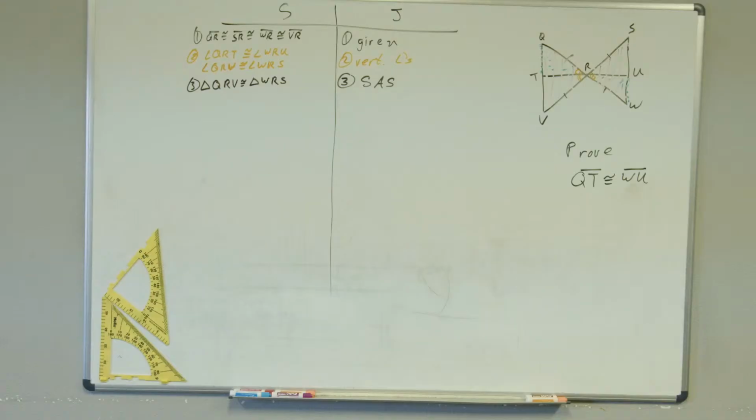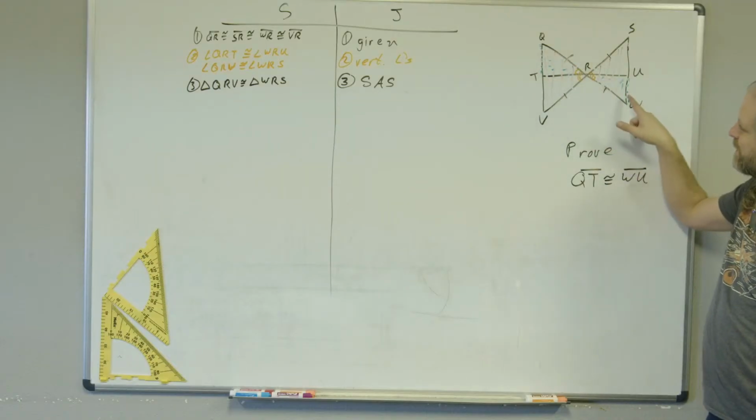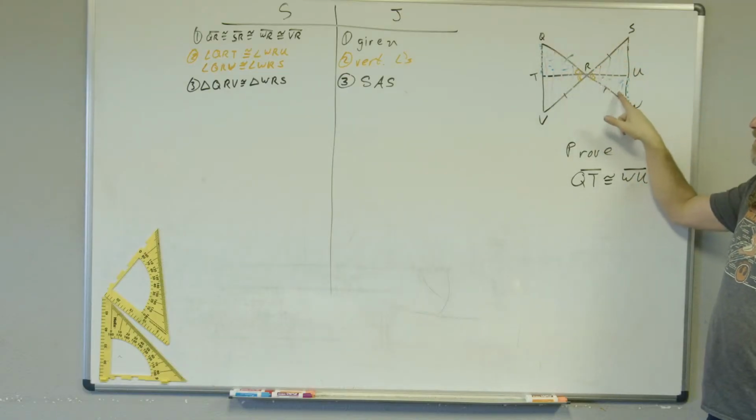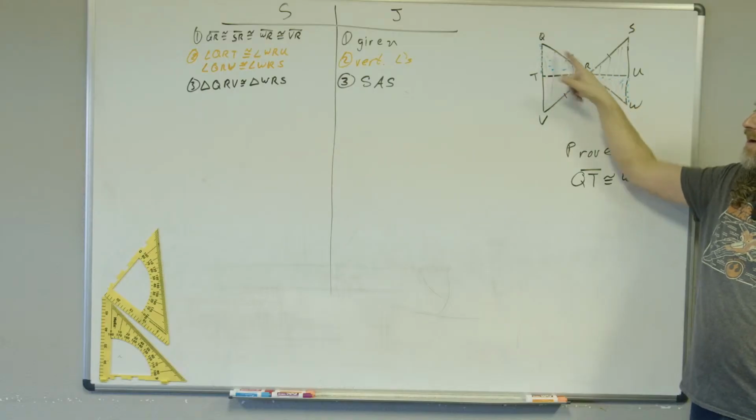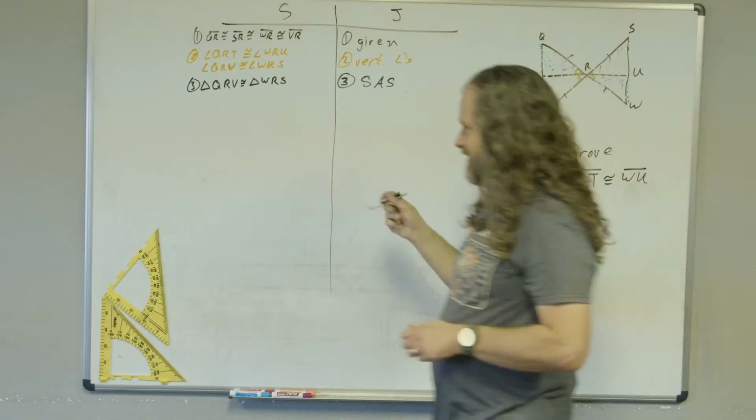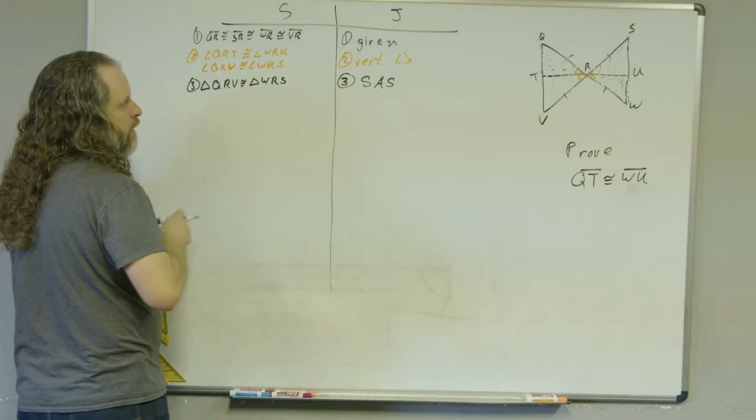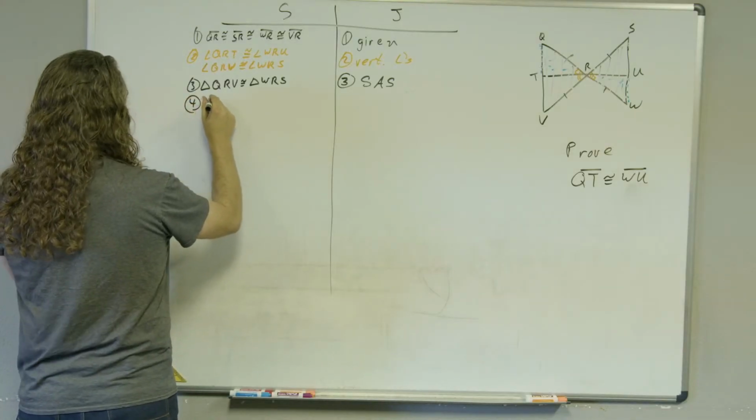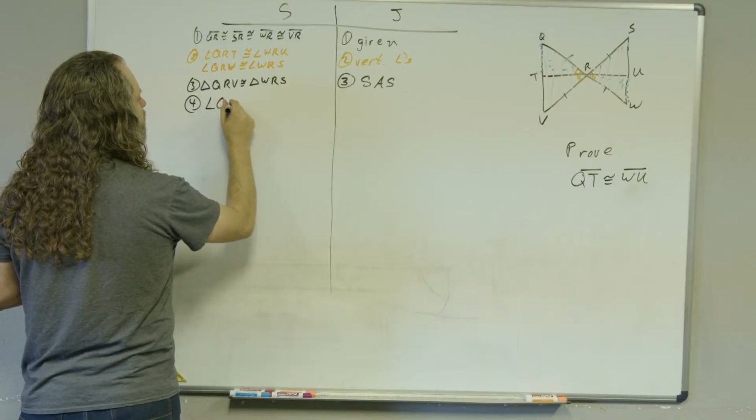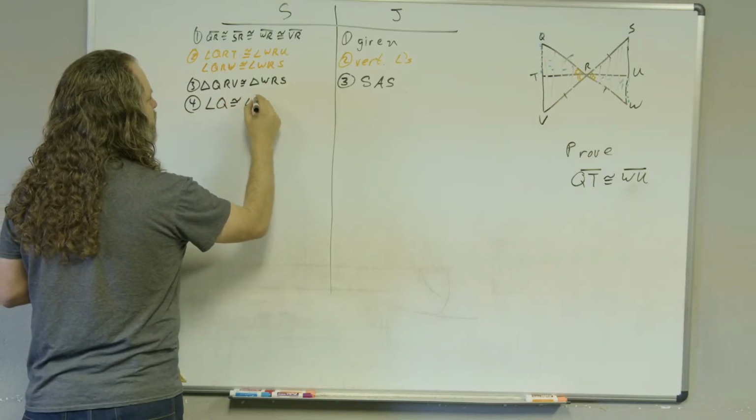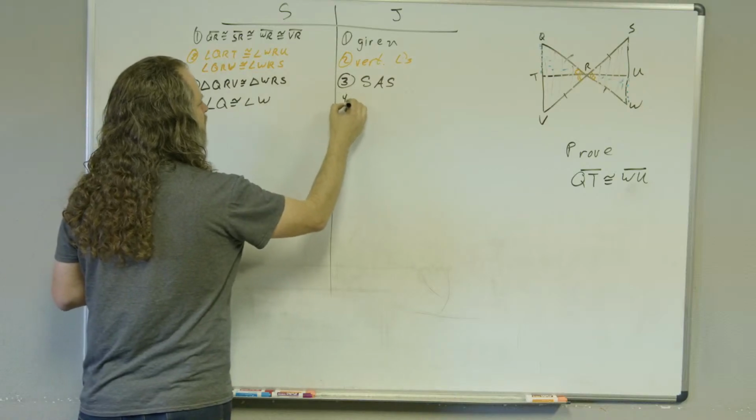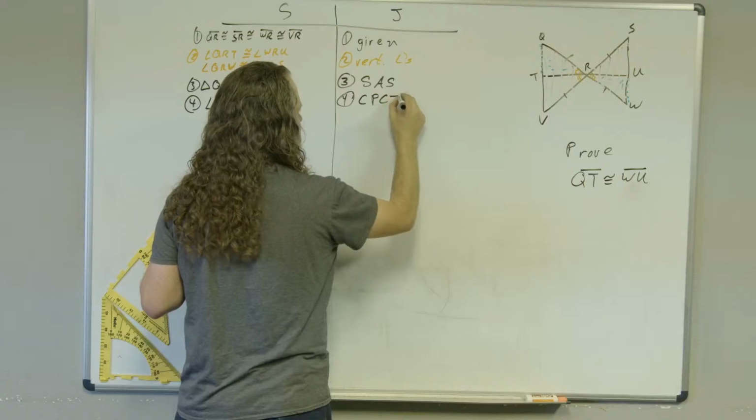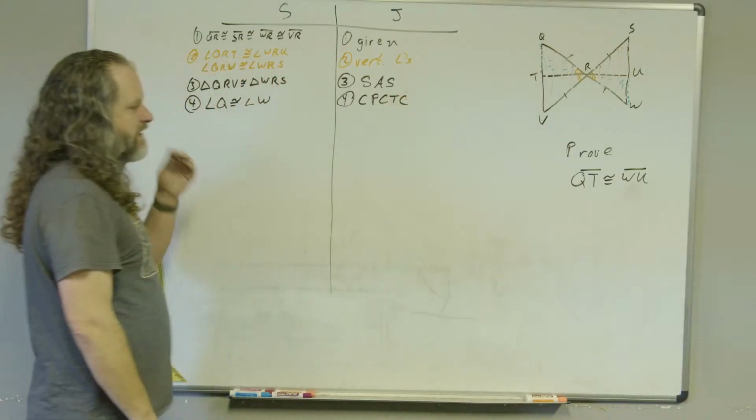With W. Q is congruent to W because these big triangles are congruent. Q is congruent to W because corresponding parts of congruent triangles are congruent. CPCTC. Angle Q is congruent to angle W because of corresponding parts of congruent triangles are congruent. CPCTC.